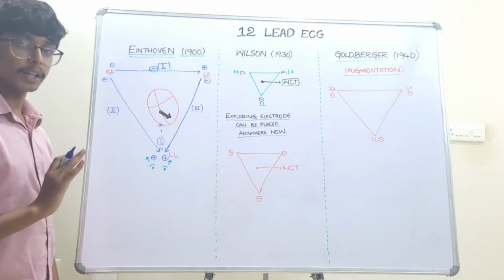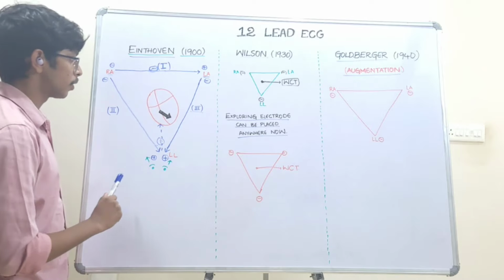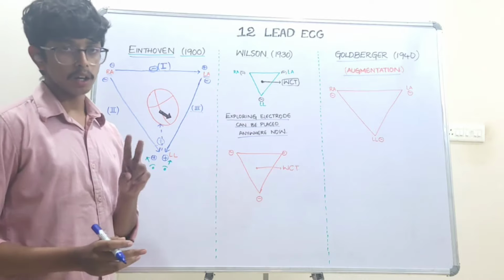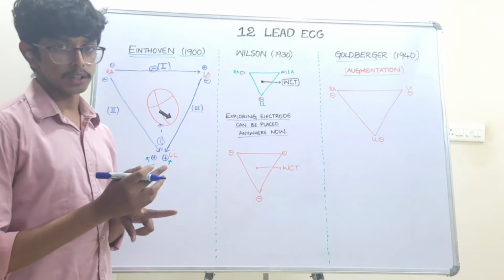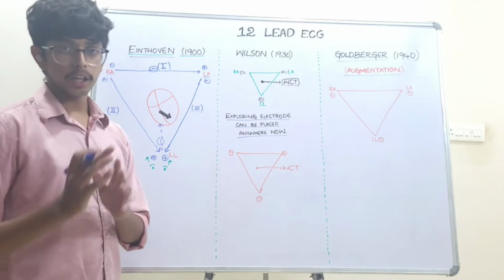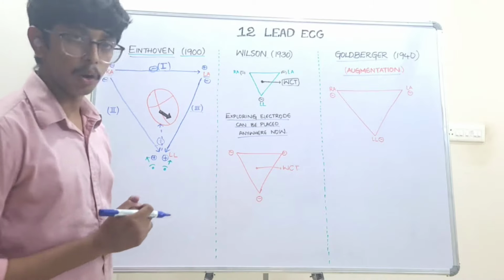But he doesn't want to place an extra lead. He wanted to use those leads which are kept by Einthoven, and he wanted to generate one more lead. For that, he requires 2 electrodes: one is the positive and one is the negative. He wanted to put the negative electrode as a virtual electrode, and he will place an exploring electrode wherever he wants to get the other leads. We will see how this happens.